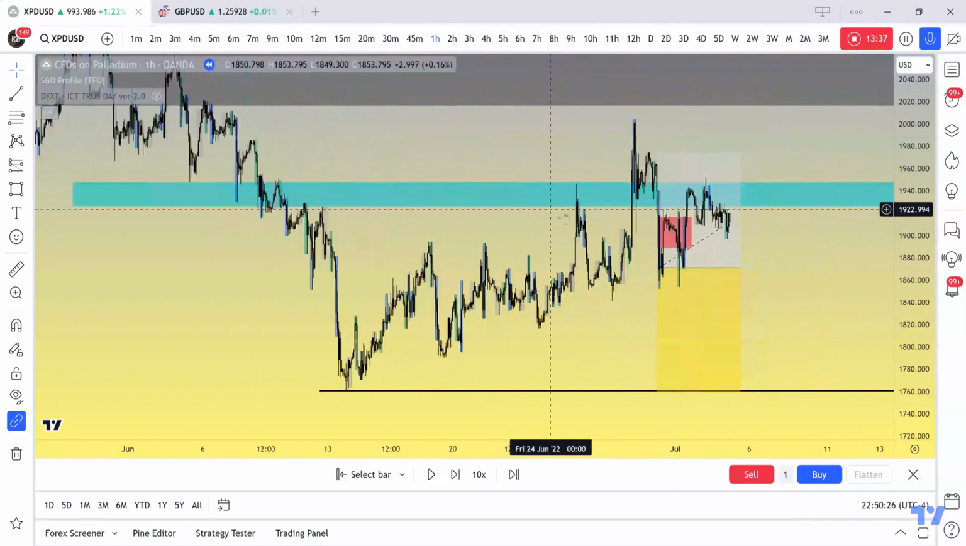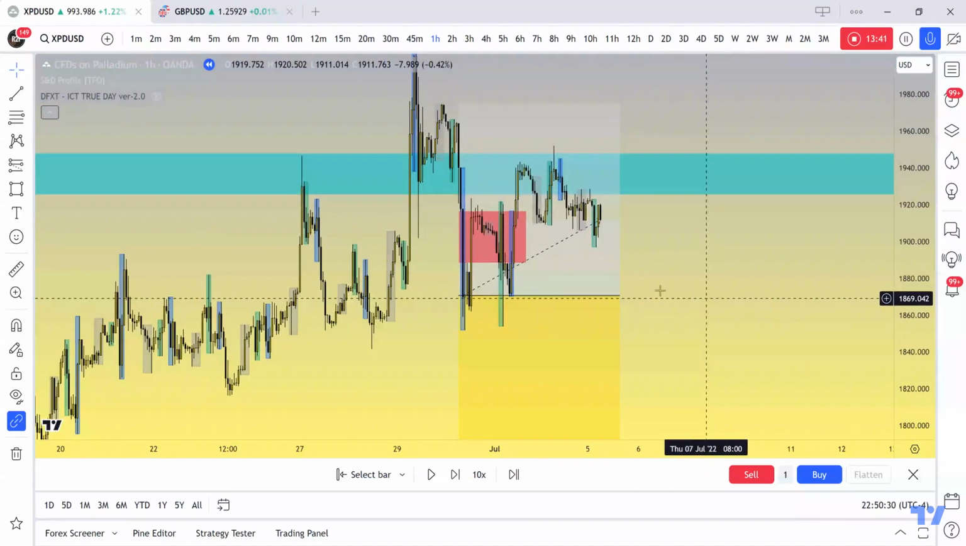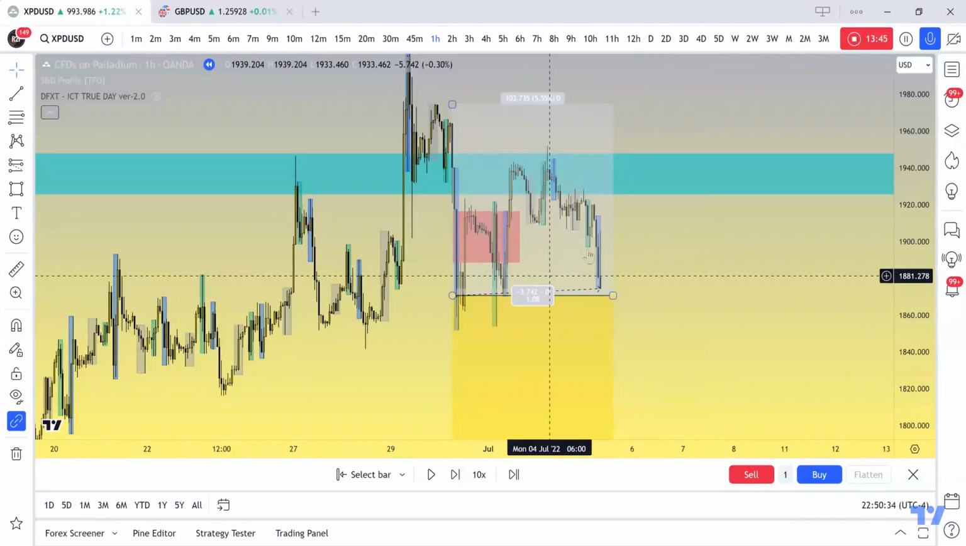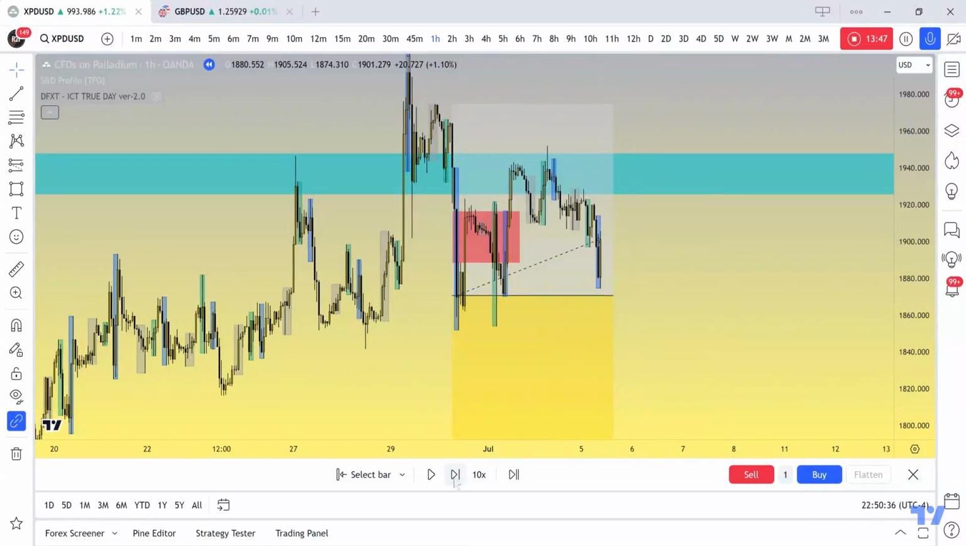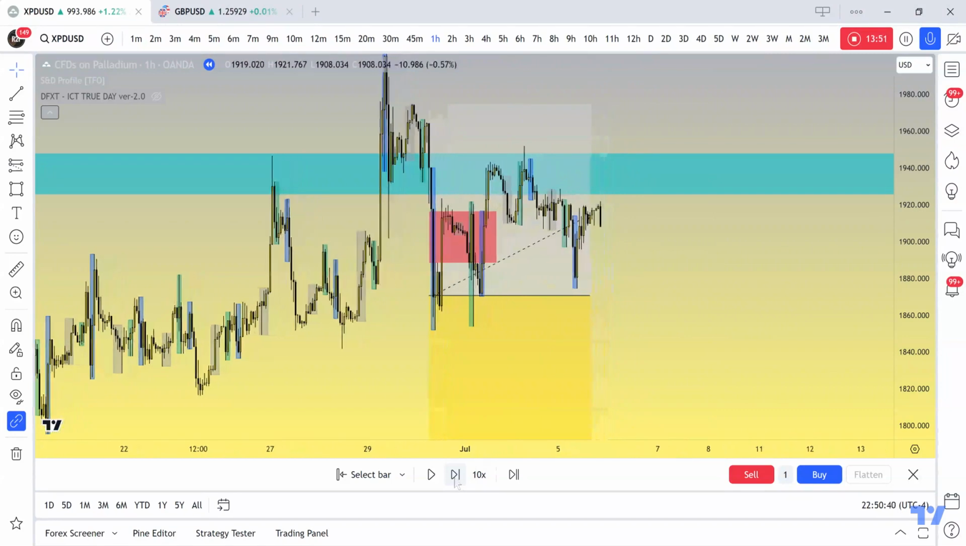I don't really trade Palladium. I don't know if it's normally like this, but in consolidation, sometimes you just have to wait for that large news event for smart money to show its hand. Price came into here. Okay, it's being very annoying.